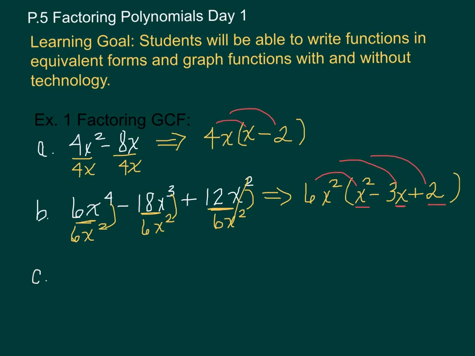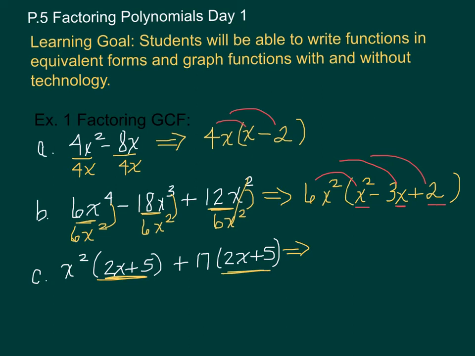And then the last example may be new to some of you all. But even in this form, we can figure out what do both terms have in common. So 2x plus 5, 2x plus 5. So if I divide everything by 2x plus 5, and notice whatever I'm dividing by goes on the outside, then I'm left with x squared plus 17.